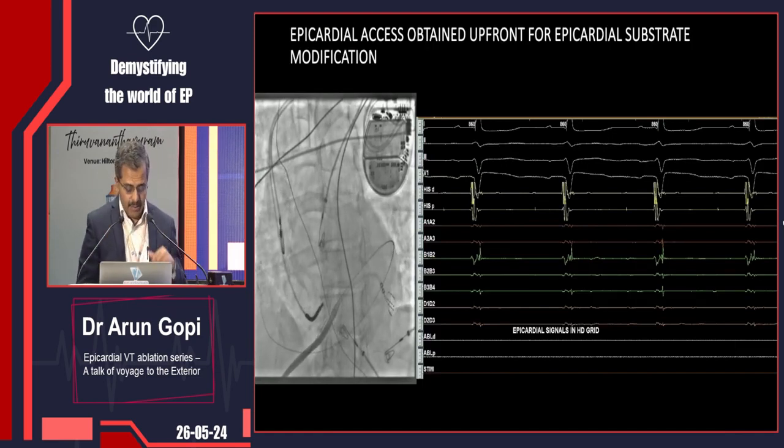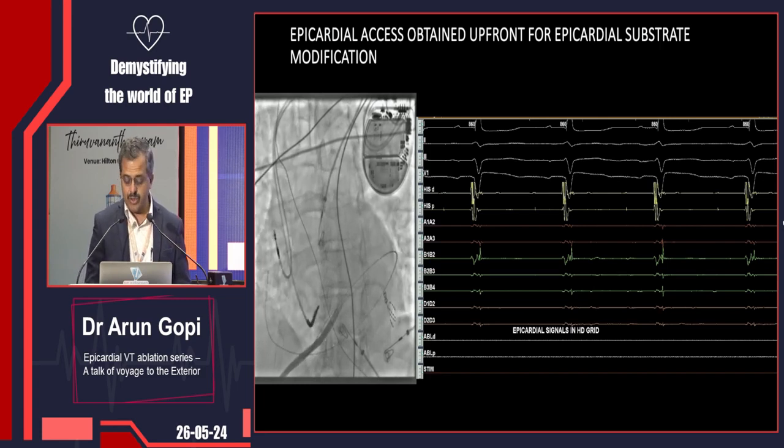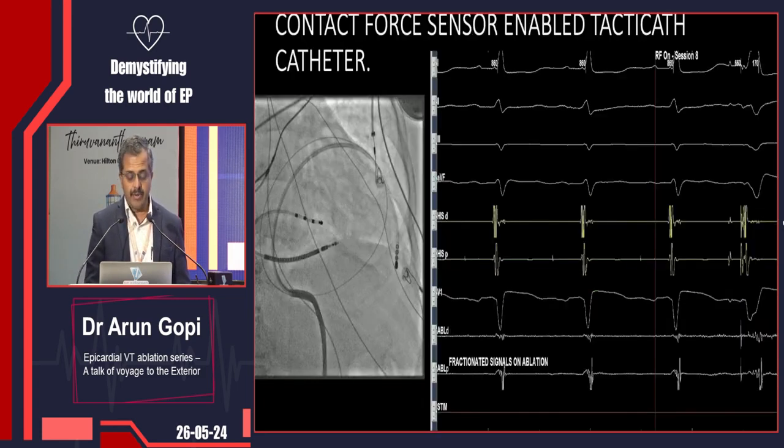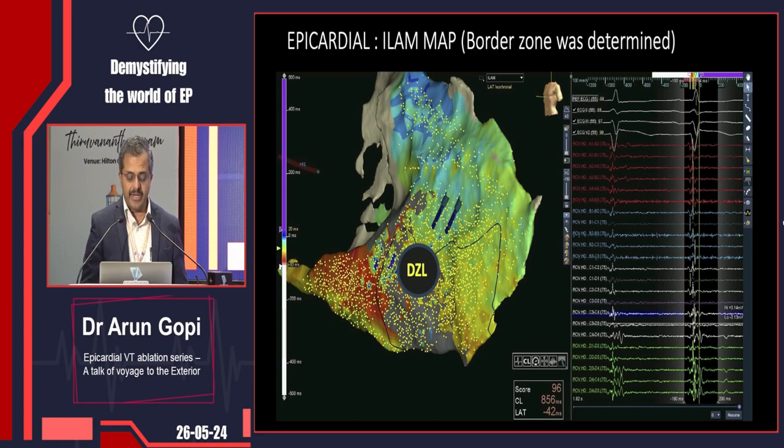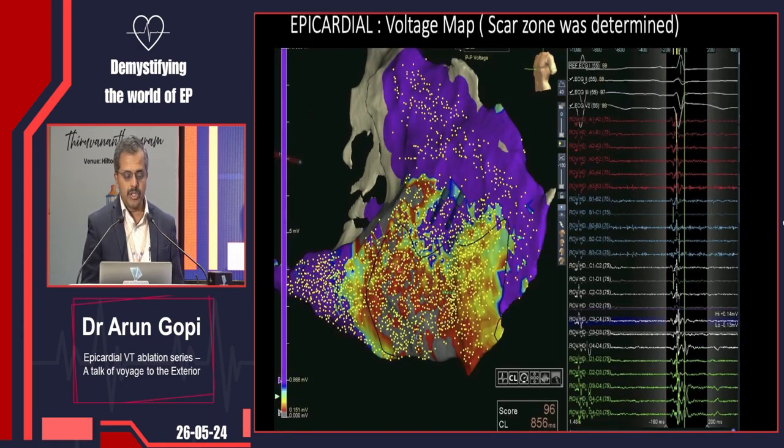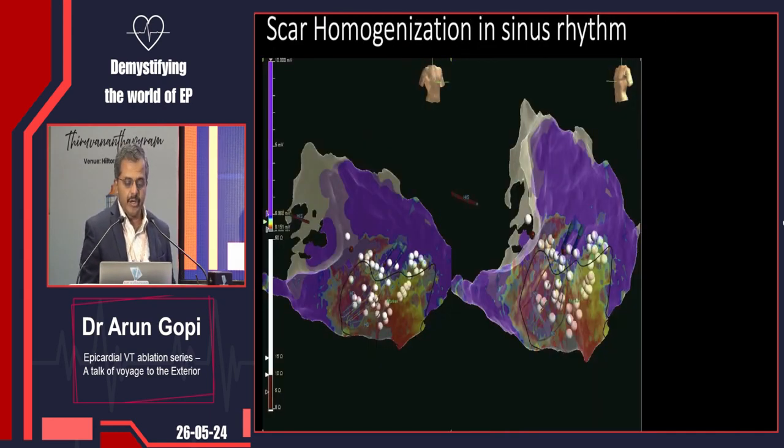We then do a substrate mapping in these scenarios. These are epicardial signals from the HD Grid, and this is a contact force enabled TactiCath ablation. Actually, you can see that we go behind the fragmented signals and the late potentials. This is the ILAM map showing the deceleration zone. We correlate the deceleration zone with the scar border zones on the voltage map, and then do a substrate modification or a scar homogenization in the areas of interest.